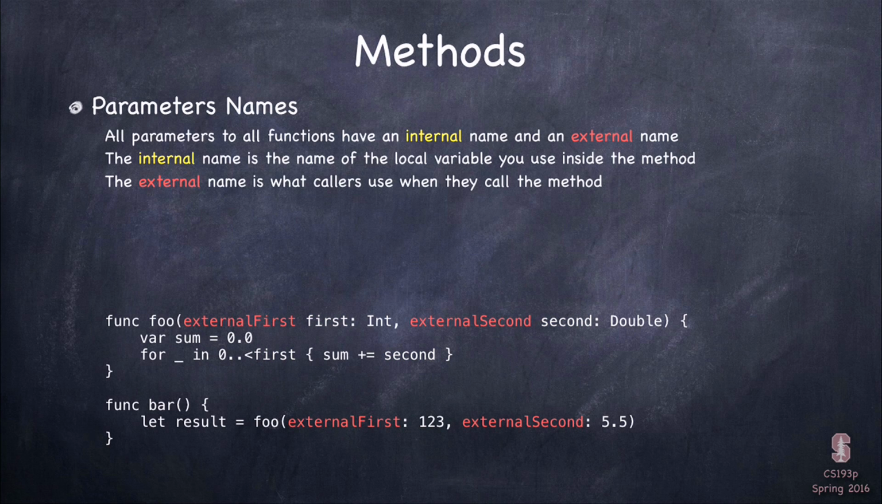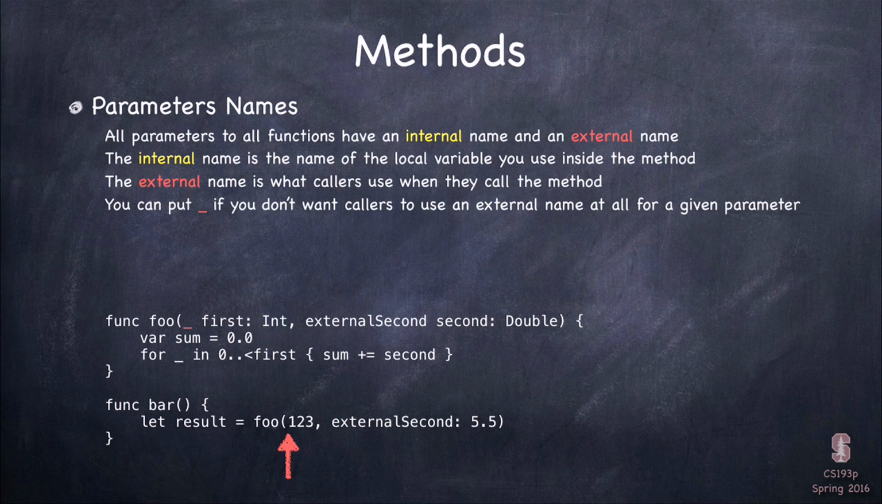The external name is what the caller uses when they call this method. So you can see bar down there. It says external first colon 1, 2, 3, external second colon 5.5. It's using the external names. First and second never appear here, but first and second are still used in the implementation. Those are the internal names.